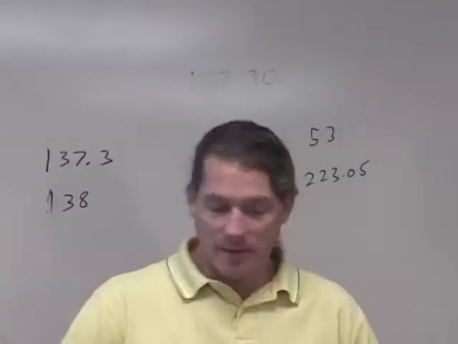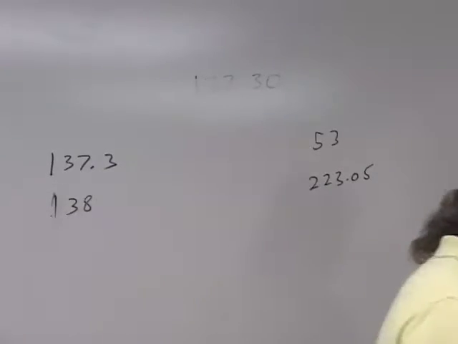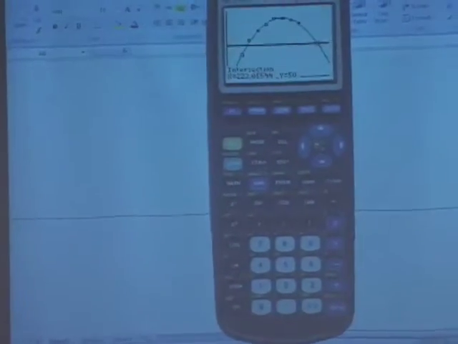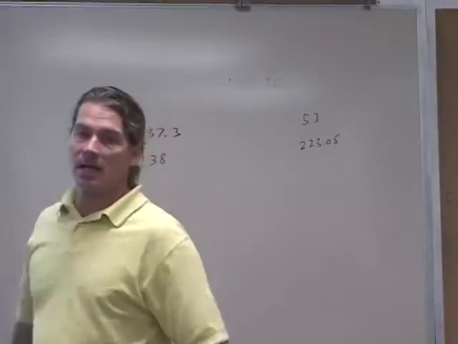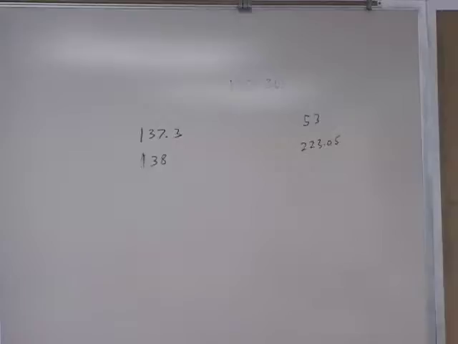So those questions would be easily answered on the test. If I asked you to predict the distance of the height when it was 50 feet, you would give me the answer of 53 and 223.05. If you just gave me one, it would only be half correct, right?